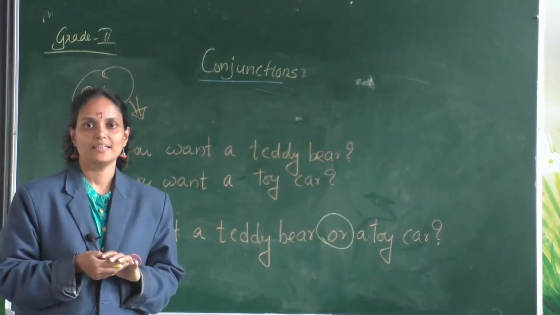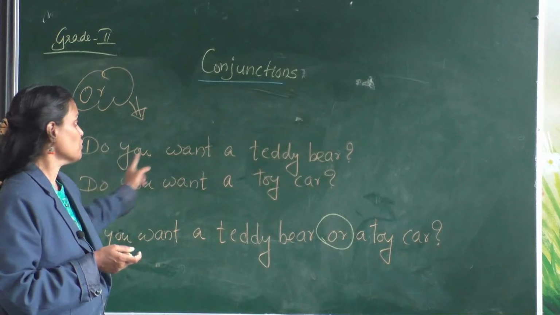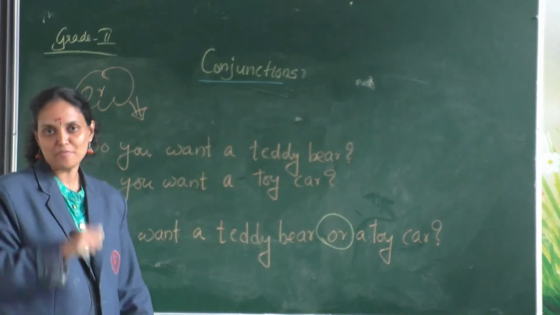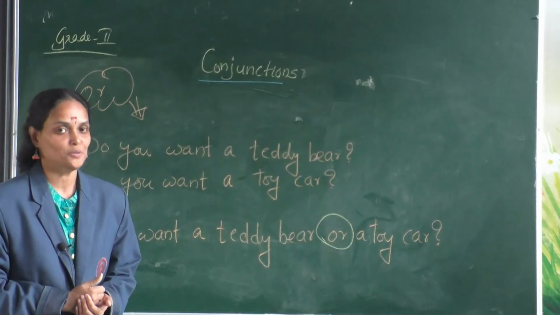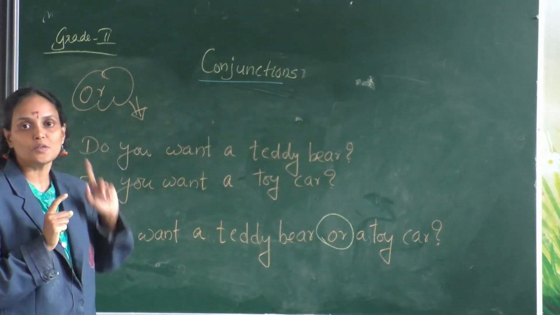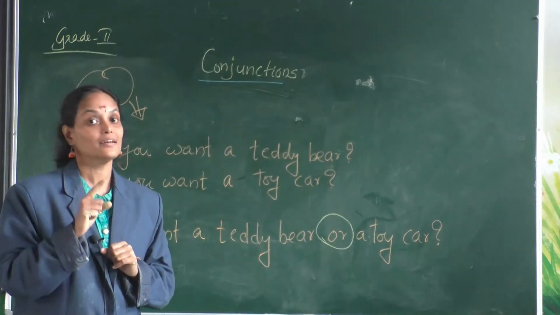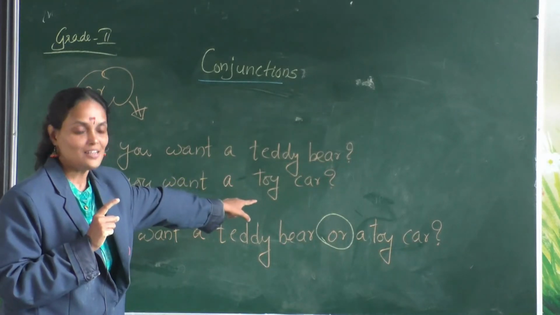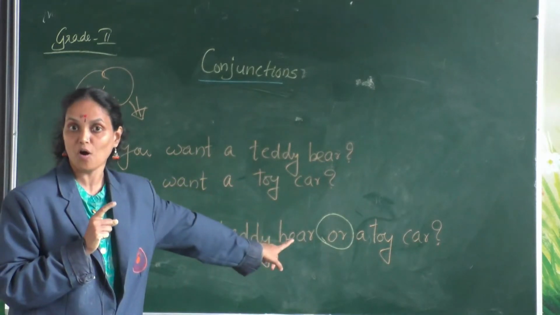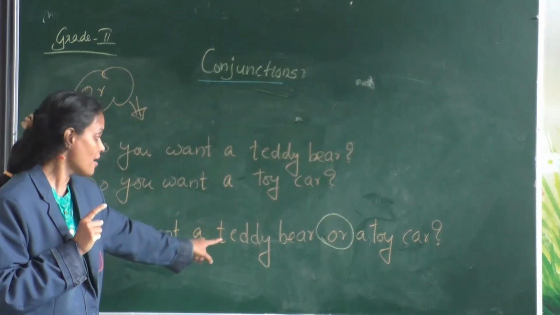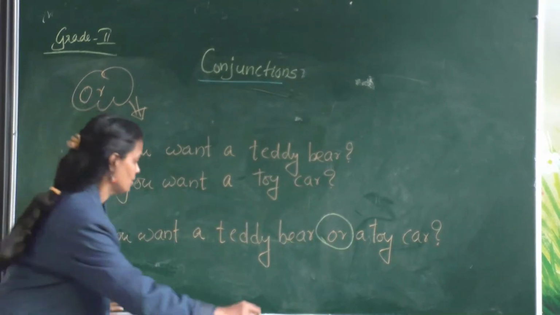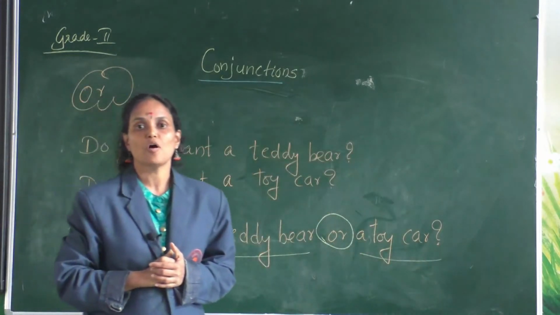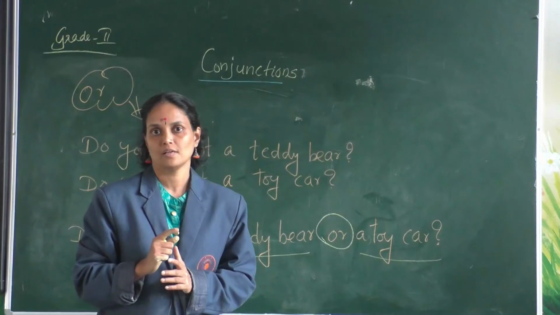Just look at the board. Yes, here we have two sentences. Do you want a teddy bear? Do you want a toy car? Have you selected? Which one do you want? I have told you the conjunction or is used when there is an option or when there is a choice. You can select any one of these two. Right? So, how can we frame the sentence using the conjunction or? Do you want a teddy bear or a toy car? A teddy bear or a toy car. This is the function of the conjunction or in a sentence.